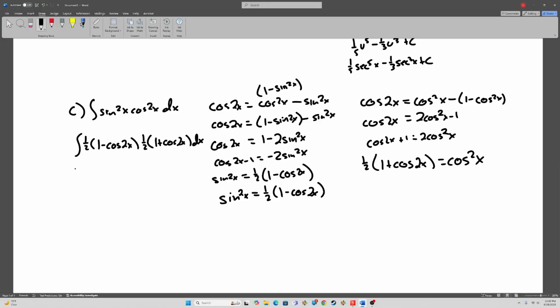Well, 1/2 times 1/2 is 1/4, and we can pull constants out, 1/4. And then when we FOIL these two together, we get 1 minus cosine squared of 2x dx. Well, now we're going to do power reduction again, and we're trying to replace cosine squares.